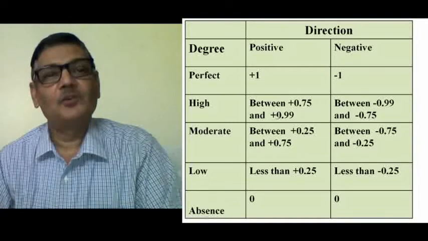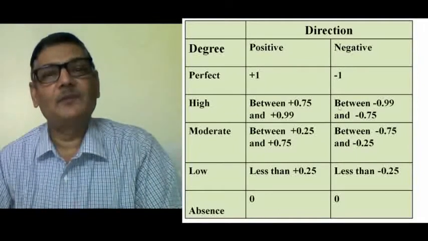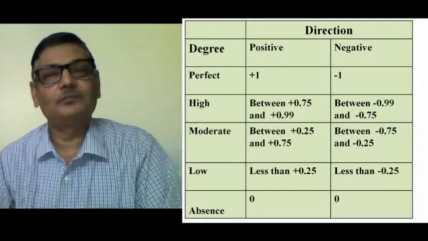If the values come between 0.75 to 0.99, then there is a very high level of correlation between the two happenings. And if the value is negative and is between minus 0.75 to minus 0.99, then there is a very high level of negative correlation.